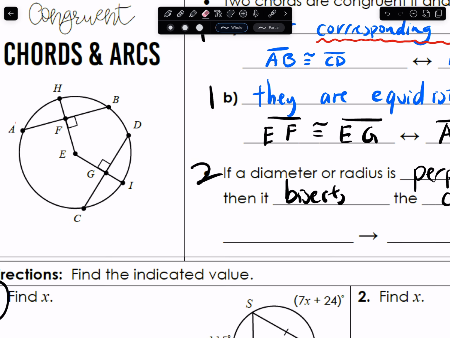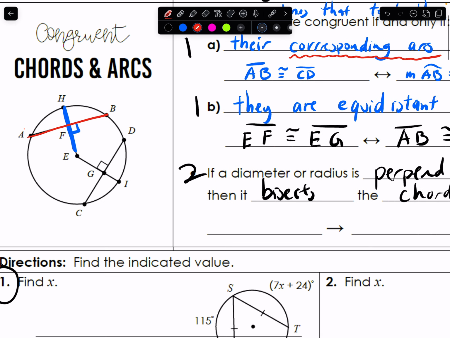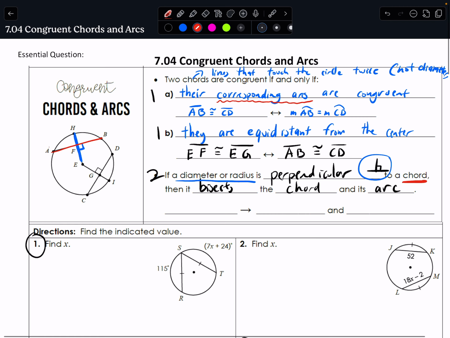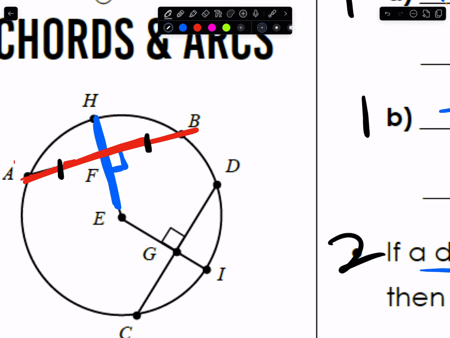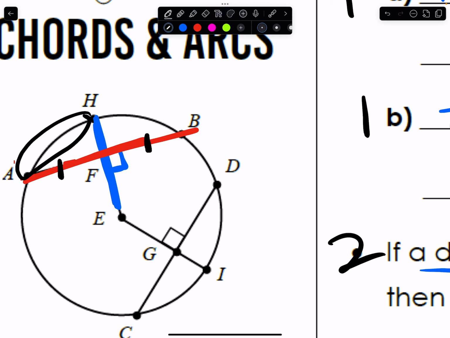All right. So if we have a diameter or radius that's perpendicular, right? So if this line right here is perpendicular to this chord, let's call this the blue part. Diameter or radius perpendicular to the chord, to this red chord, that's this one right here. Then it bisects the chord and its arc. So that means it cuts it into two equal pieces, right? Bisecting means cutting it in half. That means the chord is cut in half. So this is now two pieces, and this is also two congruent pieces.